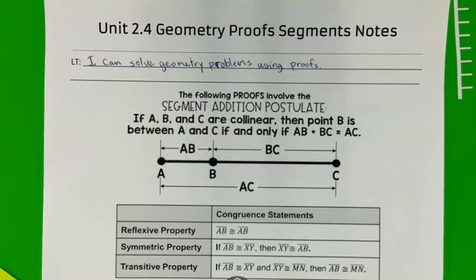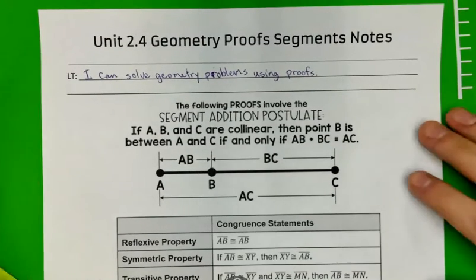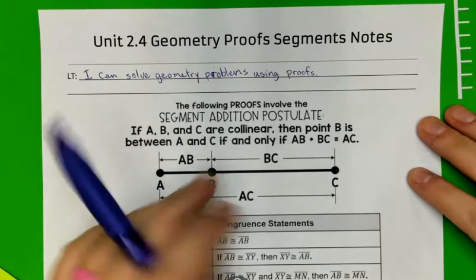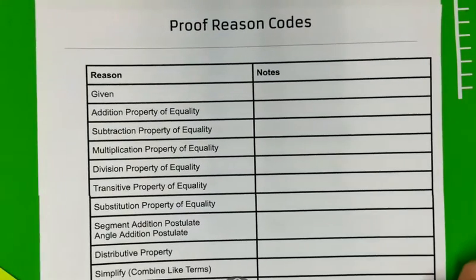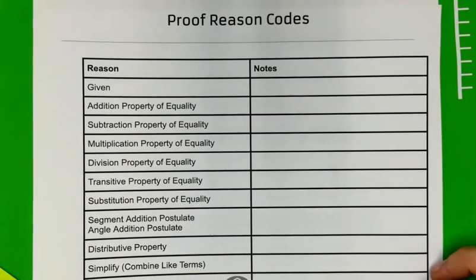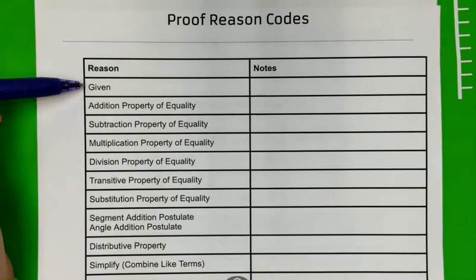Hey guys, we are going to go over the Unit 2.4 Geometry Proofs notes. But first, this is the page we're going to be looking at, the back of your packet. There is this Proofs Reason Codes. So I want you to turn to that real quick. Alright, so we're going to talk about these.